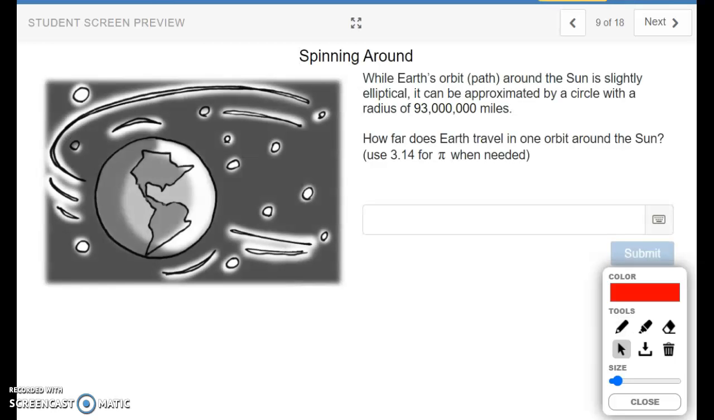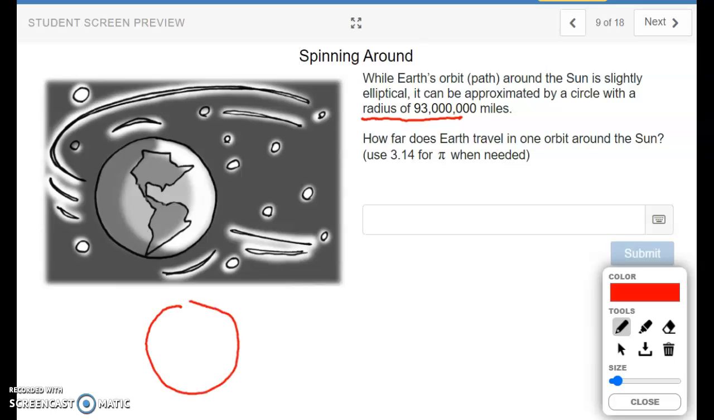Alright, so this time we are told that while Earth's orbit path around the Sun is slightly elliptical, it can be approximated by a circle with a radius of 93 million miles. So we are given the radius. How far does Earth travel in one orbit around the Sun? So we know the radius.